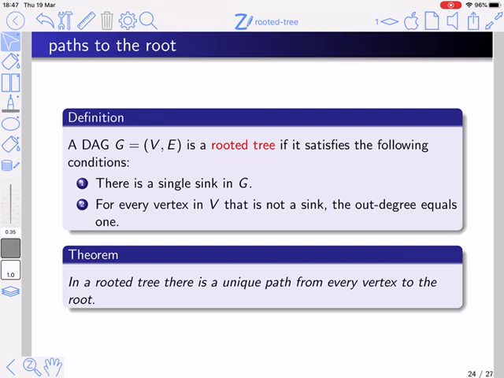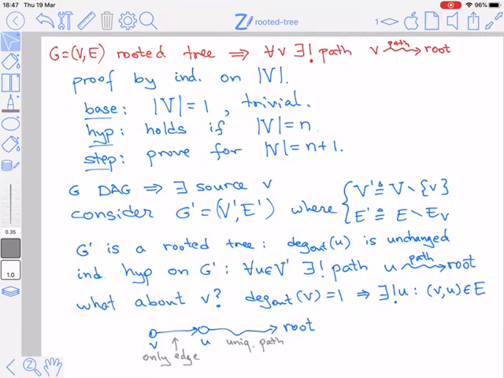We want to prove the following theorem about rooted trees. There is always a unique path from every vertex to the root. This is an important proof, and I will present two proofs for this theorem. So we want to prove that if G is a rooted tree, then for every vertex there exists a unique path from the vertex V to the root.